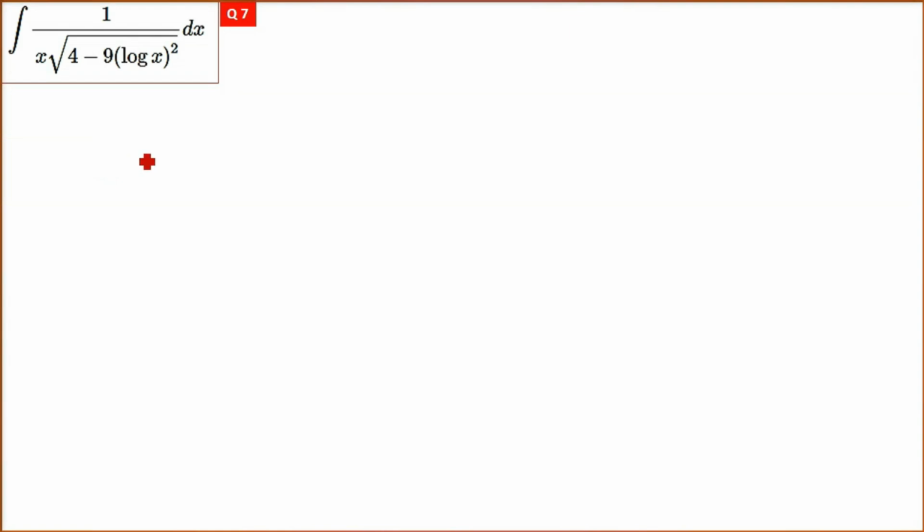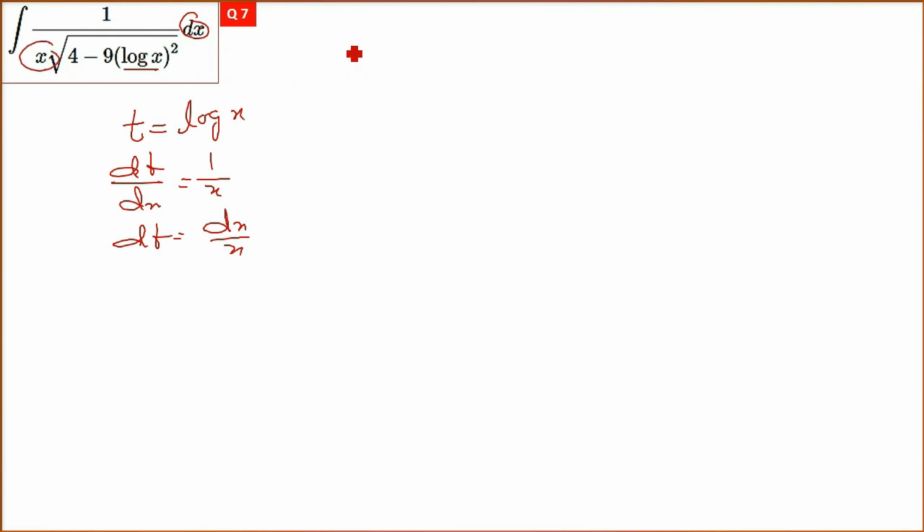In this question, we already know that log x differentiation will be 1 by x. So this dx by x we are talking about. We'll take t equals to log x and we'll differentiate this. dt by dx will be equal to 1 by x. So dt will be equal to dx by x. This whole dx by x will become dt. So let me write this integration in terms of t now. Integration will be dt under root 4 minus 9 log x whole square.